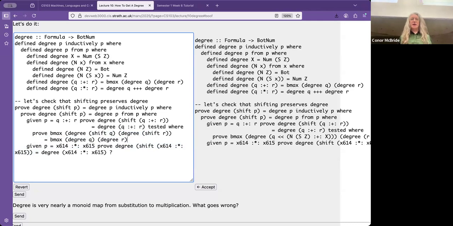Right. Okay, so that's our goal. Any suggestions for what we're going to do? What move would you make? Let me give you a clue. Any suggestions? What do we know inductively?